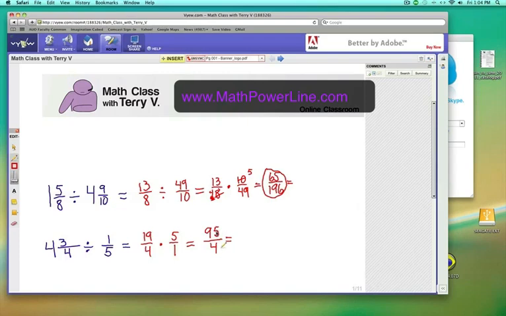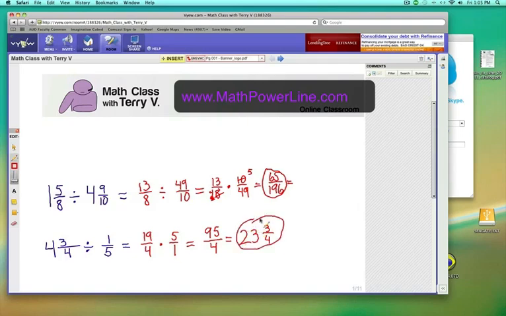So you're going to go 4 into 95 goes how many times? 23 with 3 left over. 23 and 3/4.